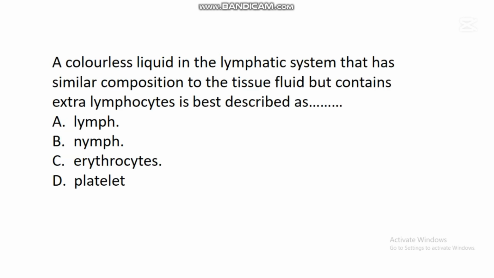The next question says, a colorless liquid in the lymphatic system that has similar composition to the tissue fluid but contains extra lymphocytes is best described as dash. A. Lymph. B. Nymph. C. Erythrocytes. D. Platelets. In this question, the correct answer is A. Lymph. So this lymph is a colorless liquid produced by the lymphatic system, but it contains extra lymphocytes.